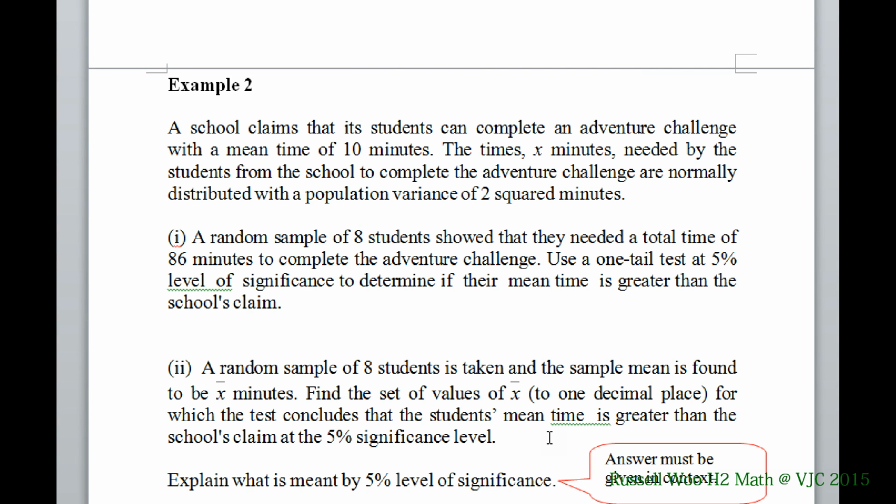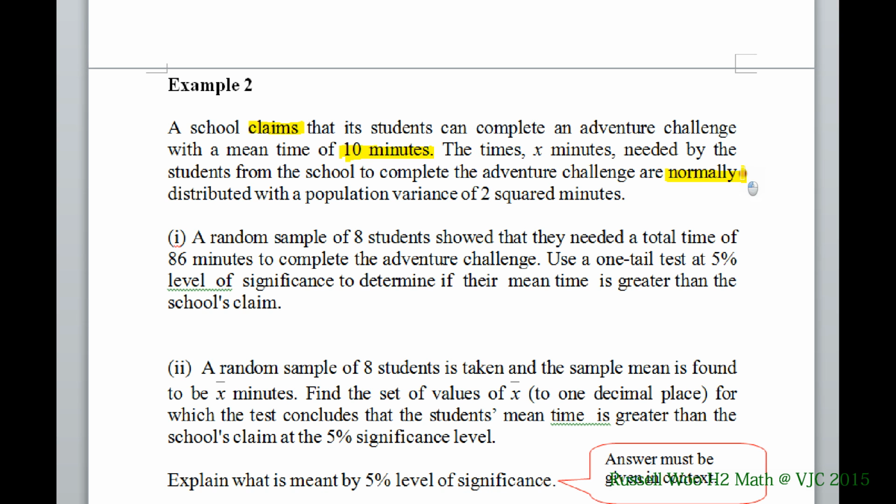Okay, example 2. I'm going to move a bit faster. You must be clever in reading questions. The word claim. Have attention, please. The school claims that there is a mean time of completion of 10 minutes.